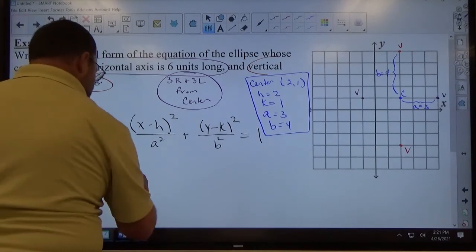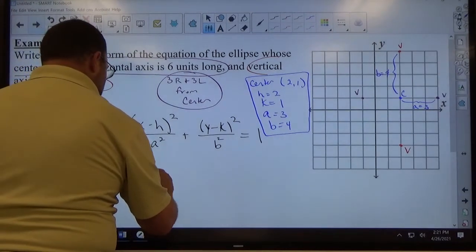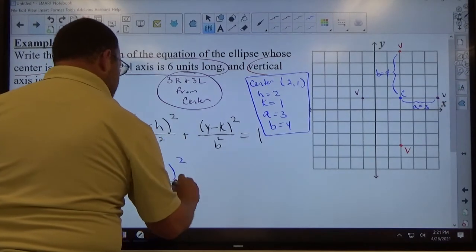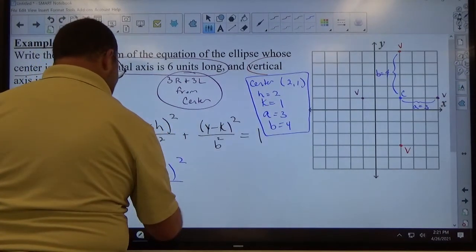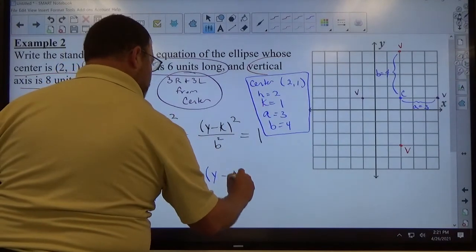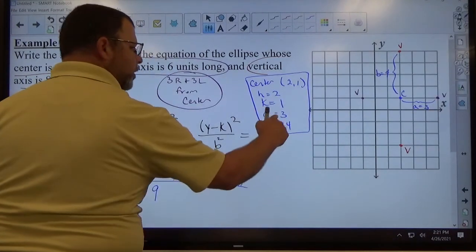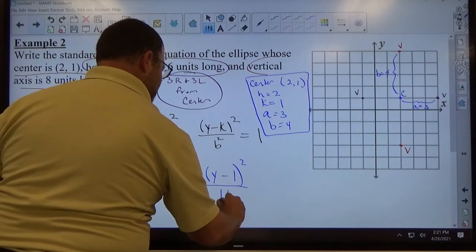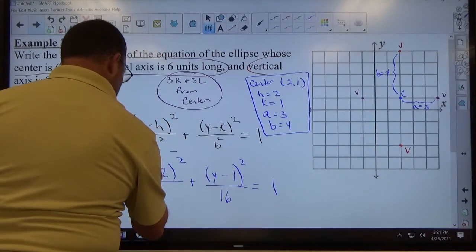So parentheses, x minus 2, parentheses squared, over a squared, which would be 3 squared, is 9, plus parentheses y minus k, which is 1, parentheses squared, over b squared. b is 4, so b squared is 16, equals 1. And there's my answer.